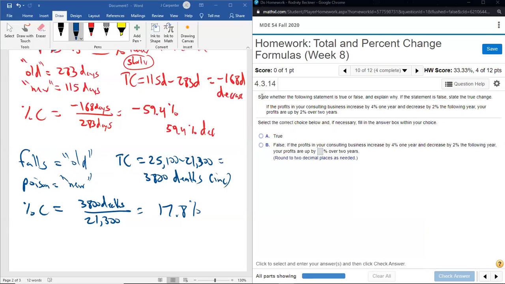All right, another problem that I alluded to in the notes of the regular class. Say whether the following is true or false and explain why. If the statement is false, state the true change. If the profits in your consulting business increase by 4% one year and decrease by 2% the following year, your profits are up 2% over 2 years.